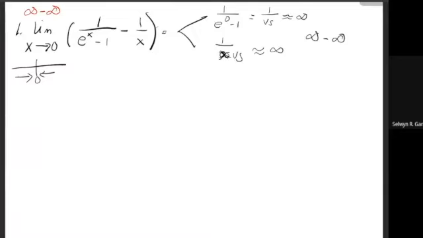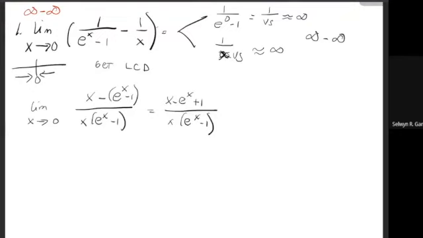So what we're going to do, as I have illustrated in the previous example, is get the LCD. After getting the LCD, you verify. Because our goal from this indeterminate form is to transform it into either 0 over 0 or infinity over infinity, so that we can apply LHR. So let's verify if this is indeed 0 over 0 or maybe infinity over infinity.